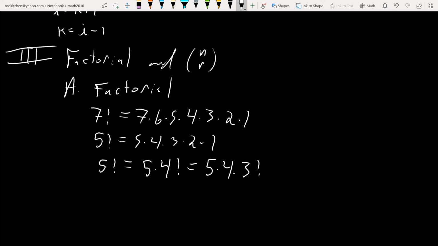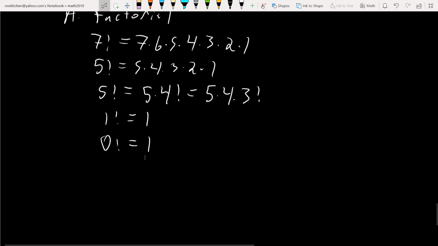Okay. Some weird ones. What is 1 factorial? Well, that's just 1. What is 0 factorial? Well, that's just 1 as well. If you're worried about why that's true, you can look online. They do a whole spiel on that.